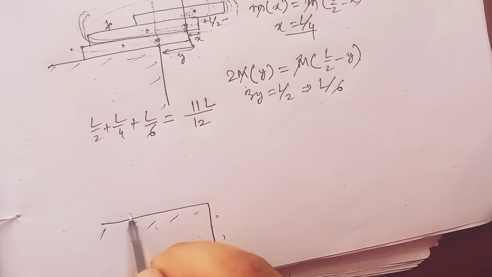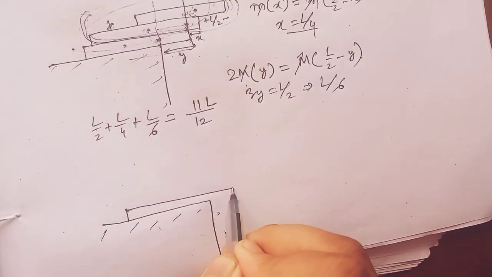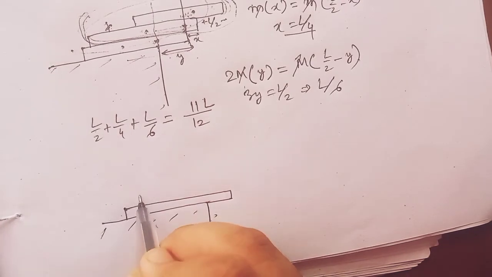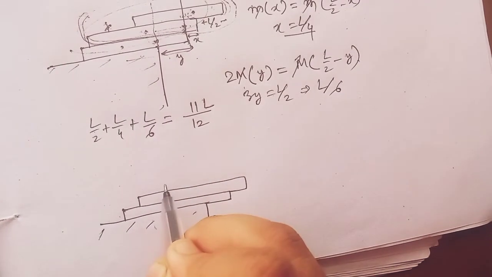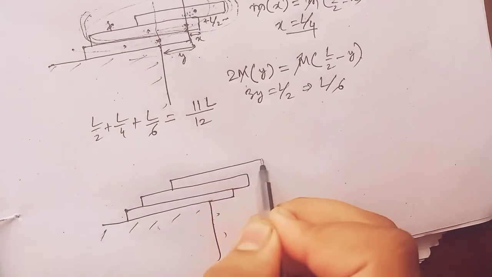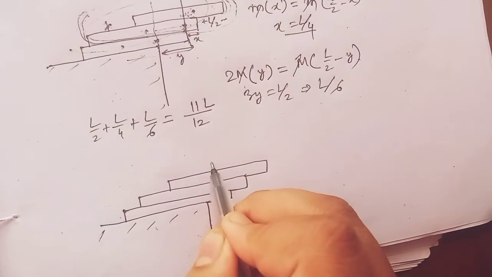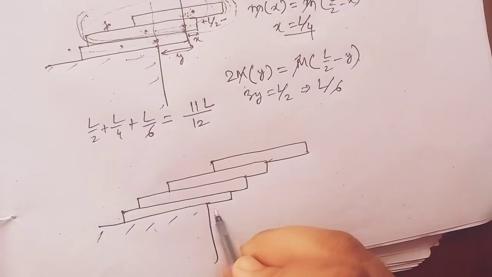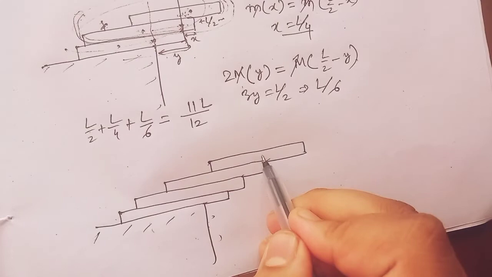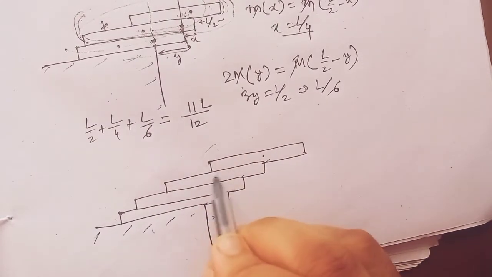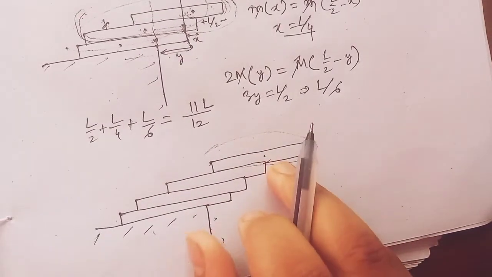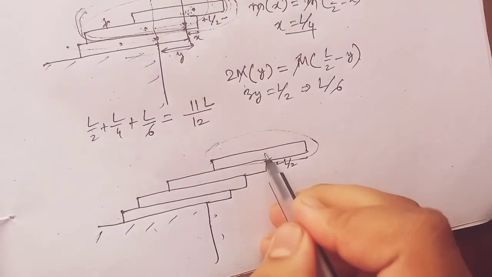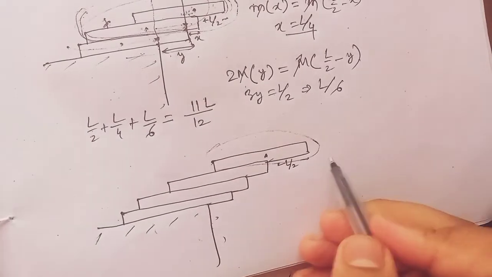We have to place the first block quite to the left, then the second block, then the third block, and finally the fourth block. We have to know this total length. So I know that this block is in equilibrium, so this length must be L by 2. That is clearly from observation we can say that for the topmost block this has to be L by 2.